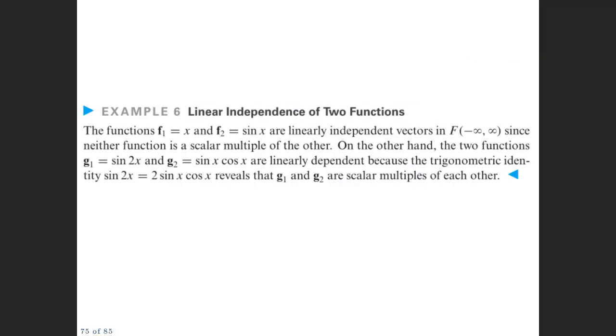So for example, let's talk about the linear independence of two functions. The functions we're going to take are f1 equal to x and f2 equal to sine x. These are linearly independent vectors in F, the vector space of all functions defined on the whole real line, because neither function is a scalar multiple of the other. On the other hand, sine 2x and sine x cos x are linearly dependent because, remember, sine 2x is 2 sine x cos x, so g1 and g2 are scalar multiples of each other.